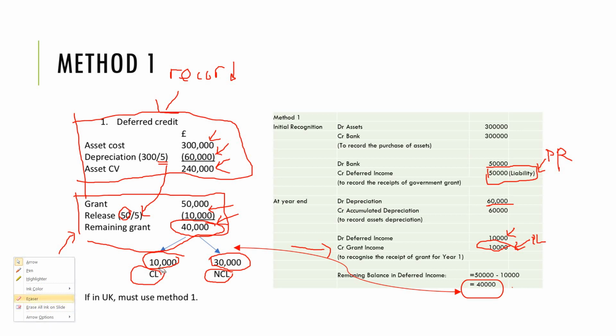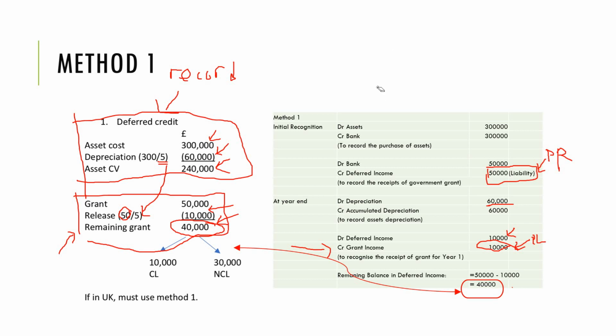So another 10,000, you will recognize this 10,000 next year in the next 12 months period. So this should be classified as part of your current liability, and another 30,000 will be recorded in your balance sheet as part of your non-current liability. So this is how we record the grant received by using the deferred income method, which is method number 1.